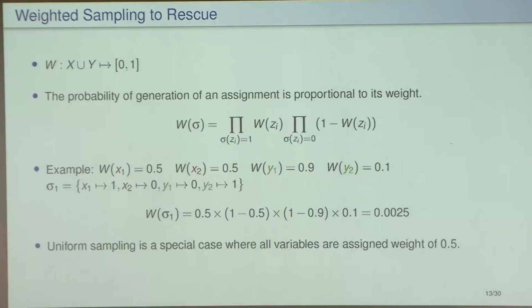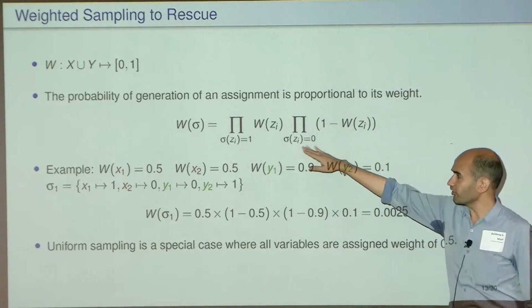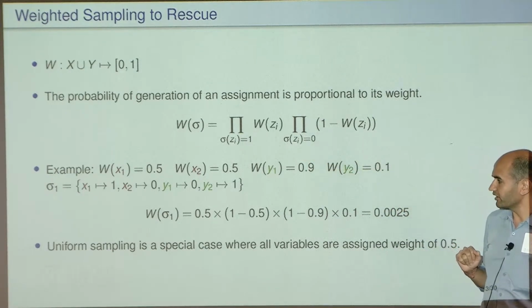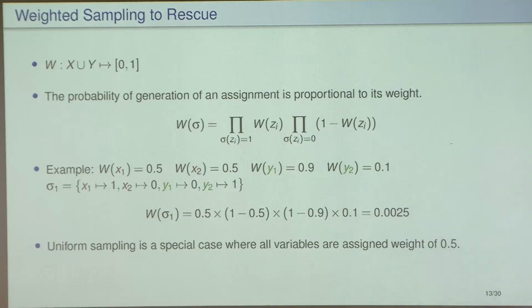So how do we do sampling? In this case, it turns out that just doing uniform sampling is not a good idea. And we had to rely on weighted sampling. So weighted sampling is where you can assign weights to the variables. And then the weight of generating a satisfying assignment is proportional to the product of the weight of literals. So uniform sampling is a special case where you assign everything a weight of 0.5.